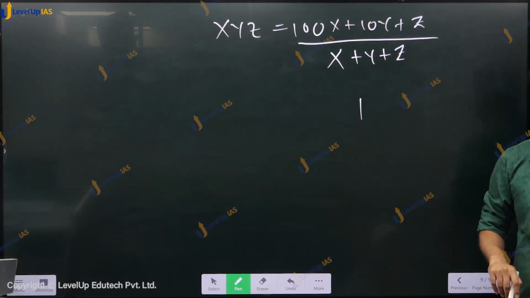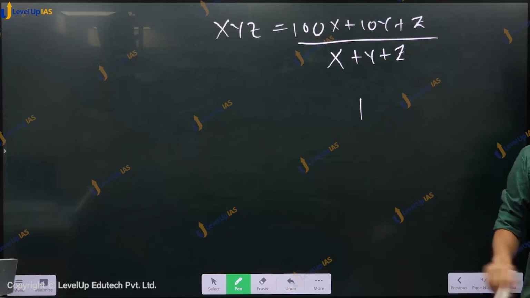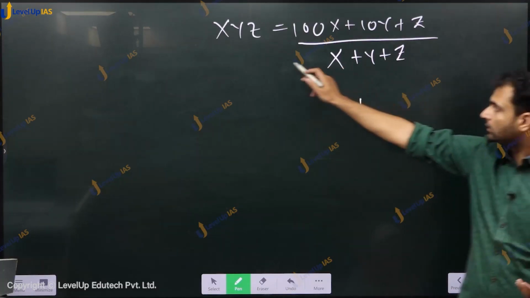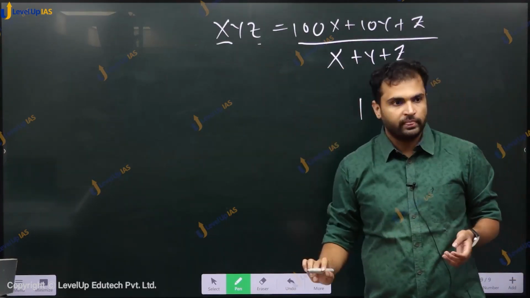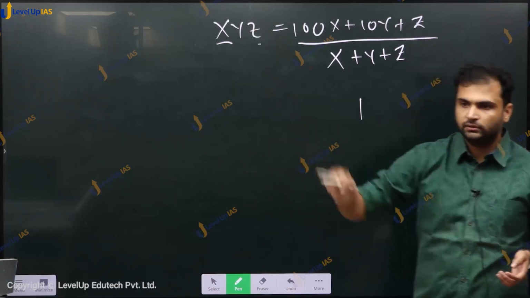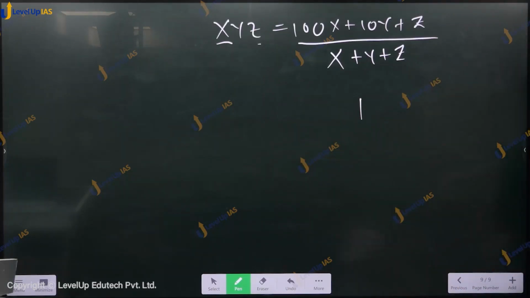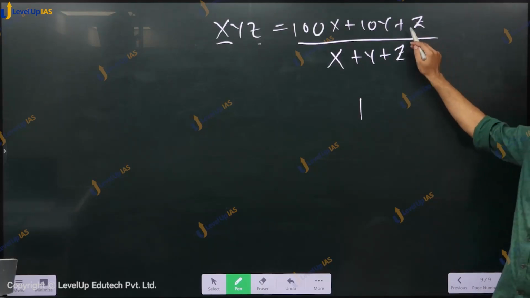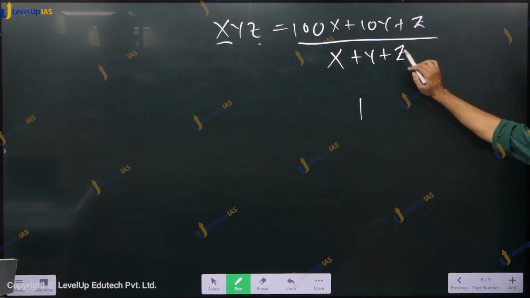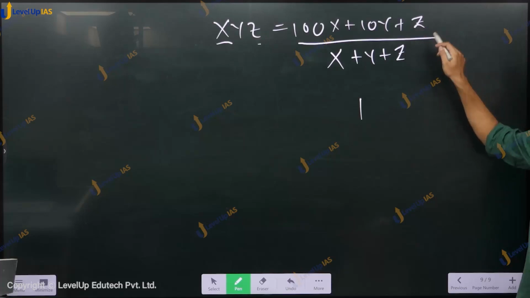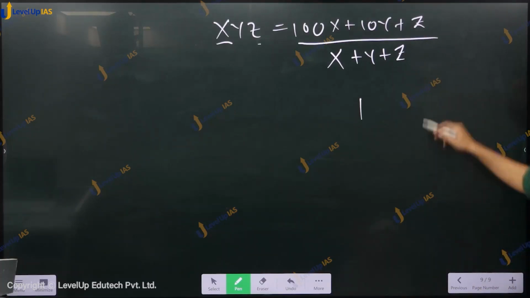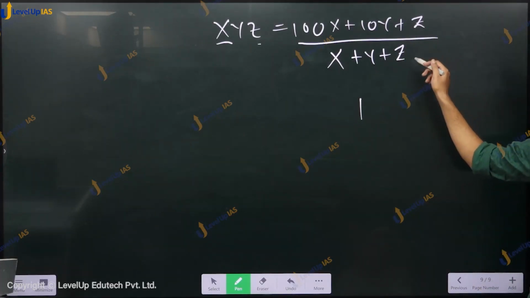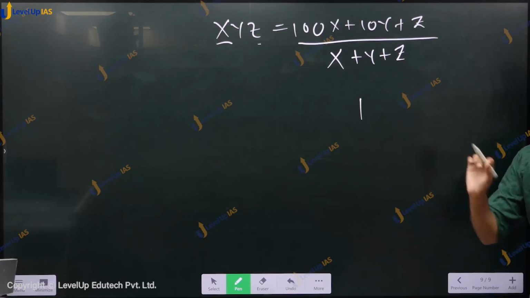Clear? The question is about what is the difference between this x and the last digit z. Question is the difference between x and z. Fine, that is the question. Now let us come to z. Z appears in the numerator as well as the denominator. There is no value attached to z. Z is in the units place. So this is just plus z. So z does not increase the value of the numerator to that extent.